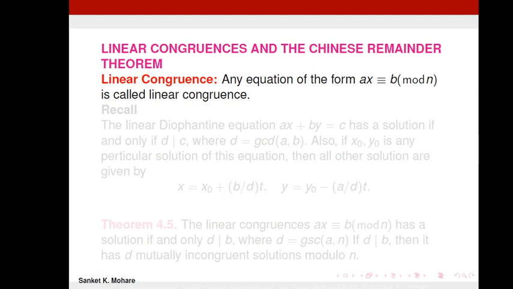Now, next article: linear congruences and the Chinese remainder theorem. First, we discuss what is meant by linear congruence. Any equation of the form ax ≡ b (mod n) is called a linear congruence, where a, b, n are integers.